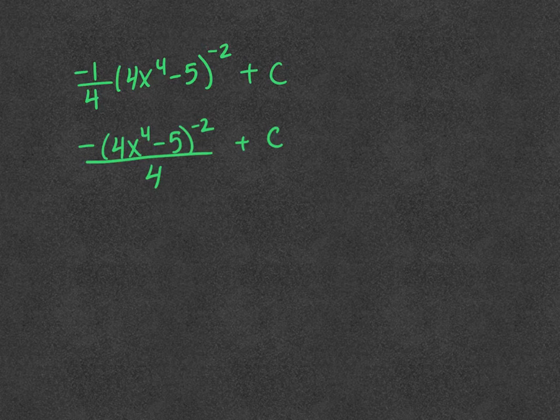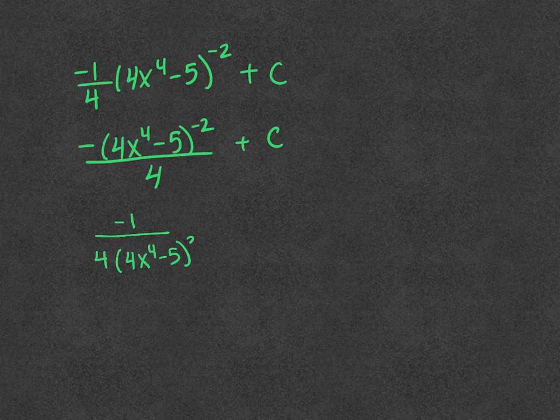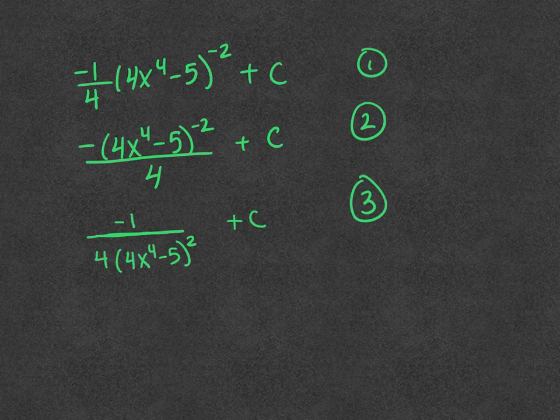Now there's one more way that you could make this. Since you have a negative exponent here, you technically could bring that negative exponent downstairs. So your other final answer could be negative 1 over 4 times (4x to the 4th minus 5) squared plus C. So here are 3 different ways, 1, 2, and 3, that you could write that final answer. Now, if I'm asking you an extended response, I will accept either one of these answers, but if it's a multiple choice, you have to understand that the answer could be written in one of these 3 ways.